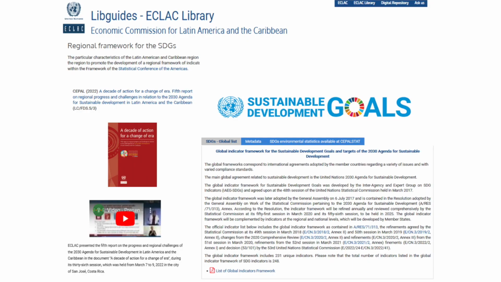Now we find the regional and global framework section. In the subsection of regional framework, the different binding and non-binding agreements in the region are presented, such as the regional framework of SDG indicators, the Escazú Agreement, the Montevideo Consensus on Population and Development, among others.